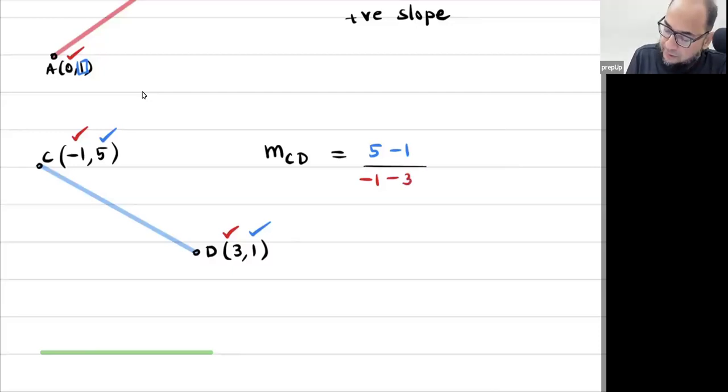So 5 minus 1, that is 4. Minus 1 minus 3, that is -4. This comes out to be -1. Yes, it has got a negative slope.